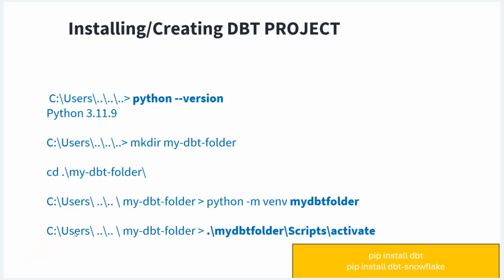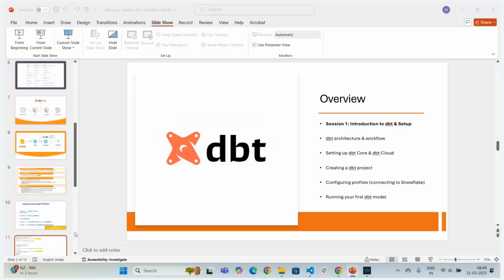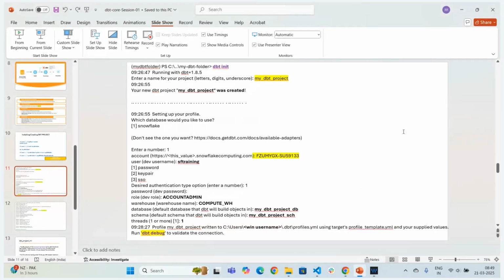So till now we have explained what DBT is, the offerings of DBT, the difference between DBT Core and DBT Cloud, where DBT sits in the ELT, and what profiles.yml and dbt_project.yml are. Now we can get into the practical part, how we can install DBT, and we can see.